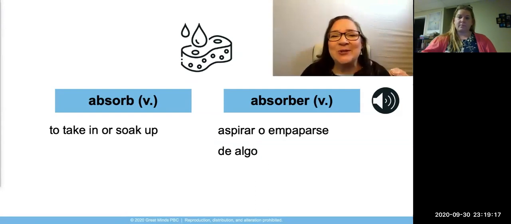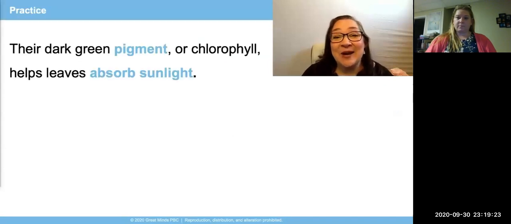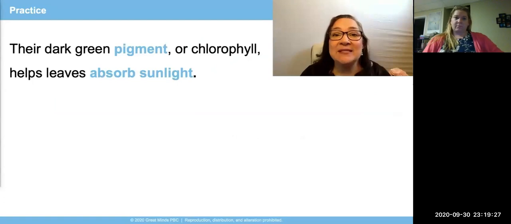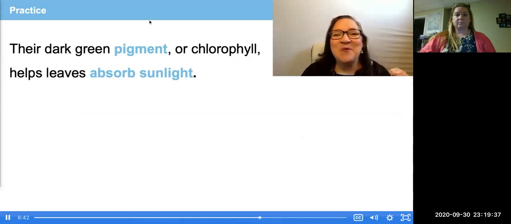I always learn so much from listening to the Spanish words and definitions. In this next practice, we are going to use 3 of our words: pigment, absorb, and sunlight. Please take a second and point to the word pigment. Now, point to the word absorb. Now, point to the word sunlight.